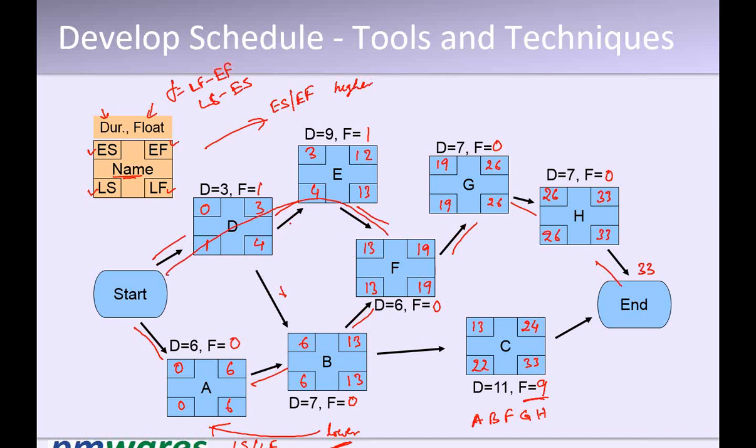It has only 1 day float, this branch. That means if D is delayed by 1 day, this 3 becomes 4, so it will not impact the project, but it will make E critical, because the float on E becomes 0 as soon as D is delayed by 1 day. It will not impact B.